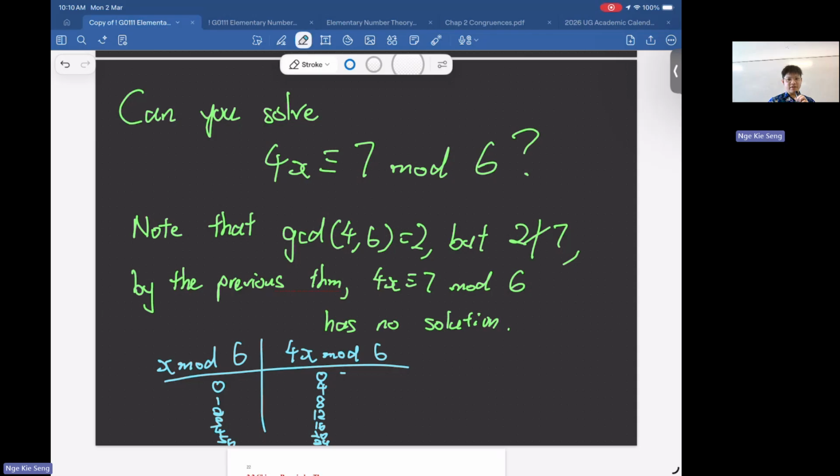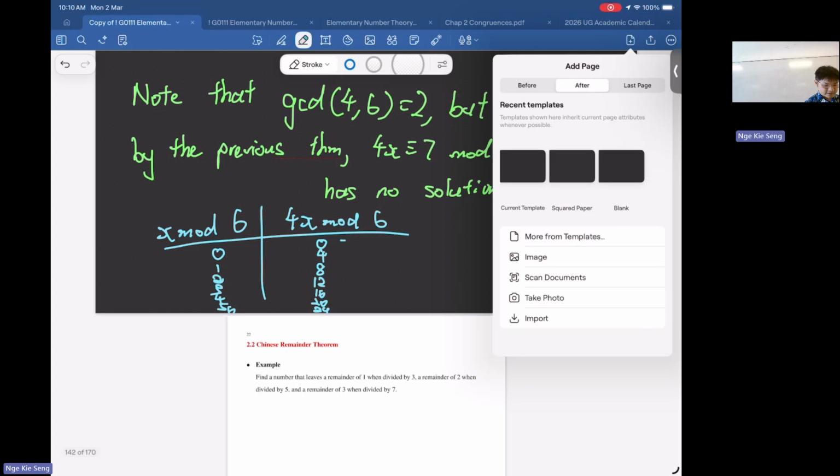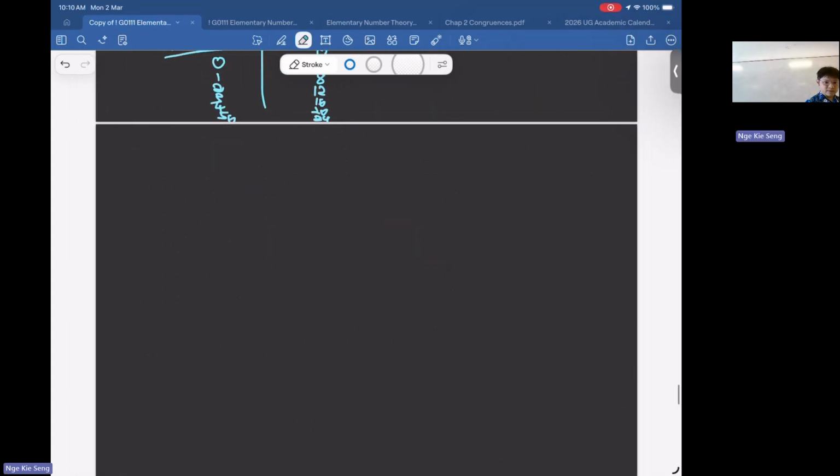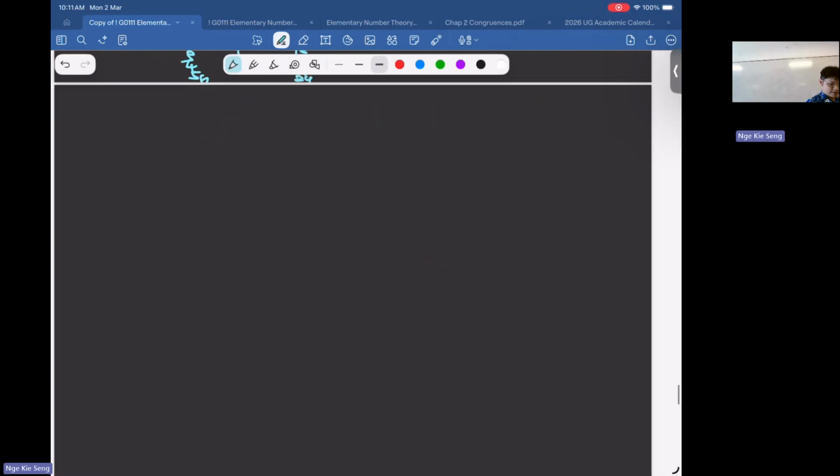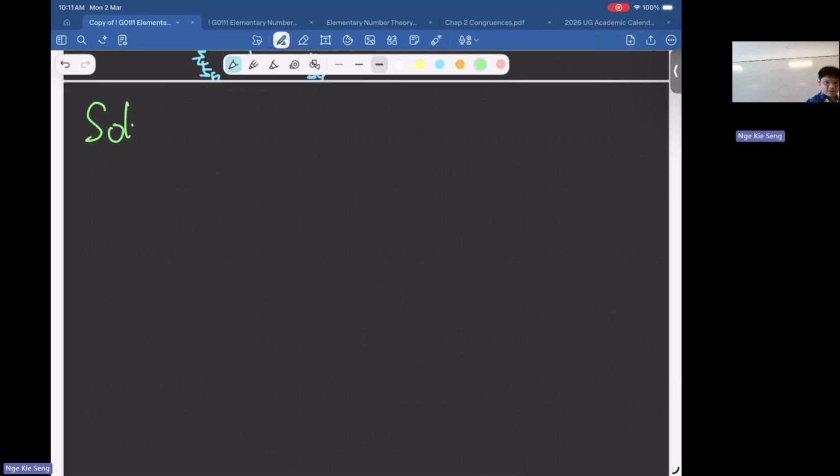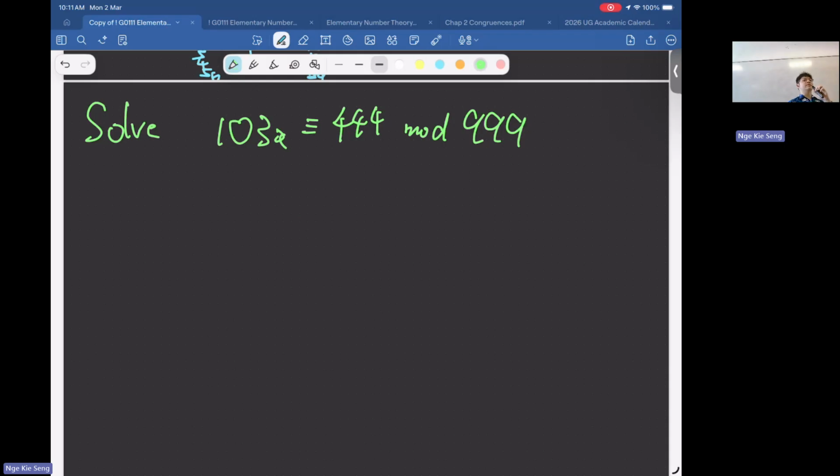She tried the tutorial question, so I hope you also tried it out. There's one question that looks like this. Basically, the question is 103x is not congruent to 444, mod 999. So what's your idea on solving this, Xiao Rou? Can I interview you a bit? Find the inverse. Okay.